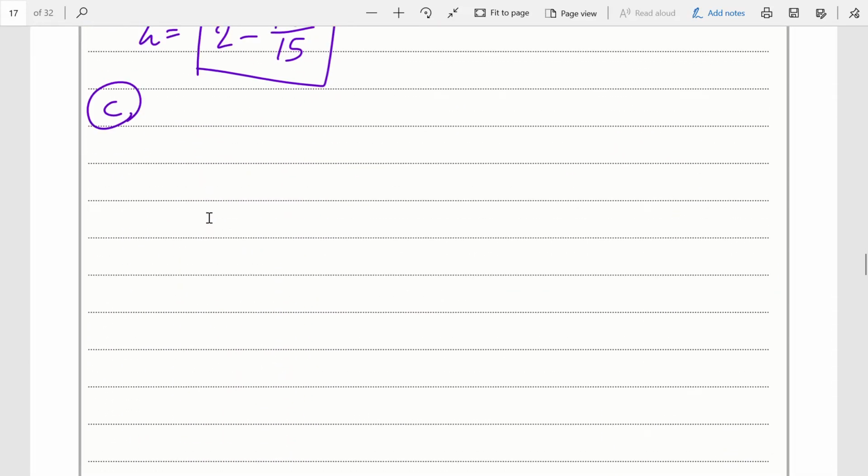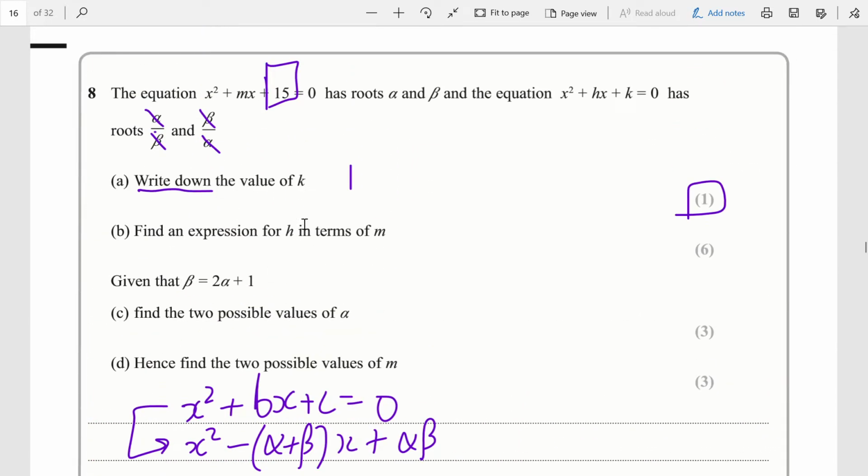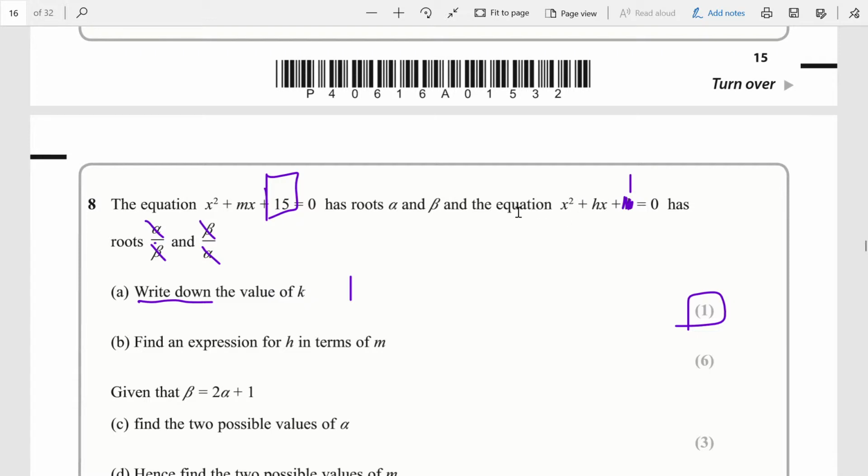So we have x squared plus mx plus 15 equals 0, and I've just had a realization. We know that k is 1, so we can ignore this and just write 1 instead. What I think we can do is substitute m as 2 minus m squared over 15. And since we know this is going to be equal to alpha over 2 alpha plus 1, or the negative of this, this might enable us to go somewhere.